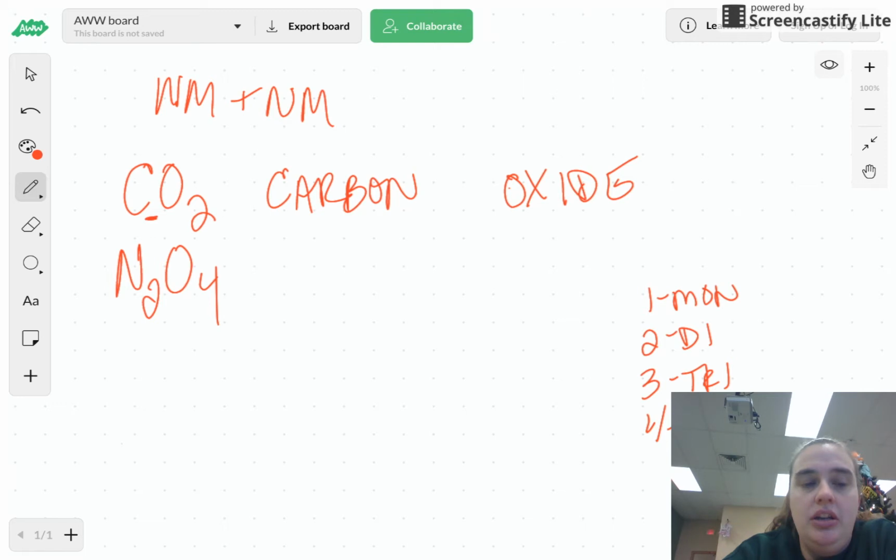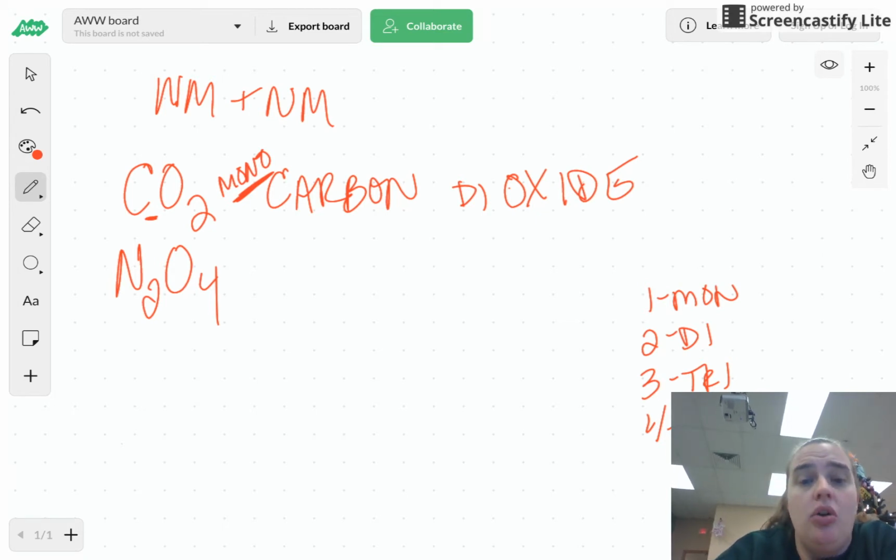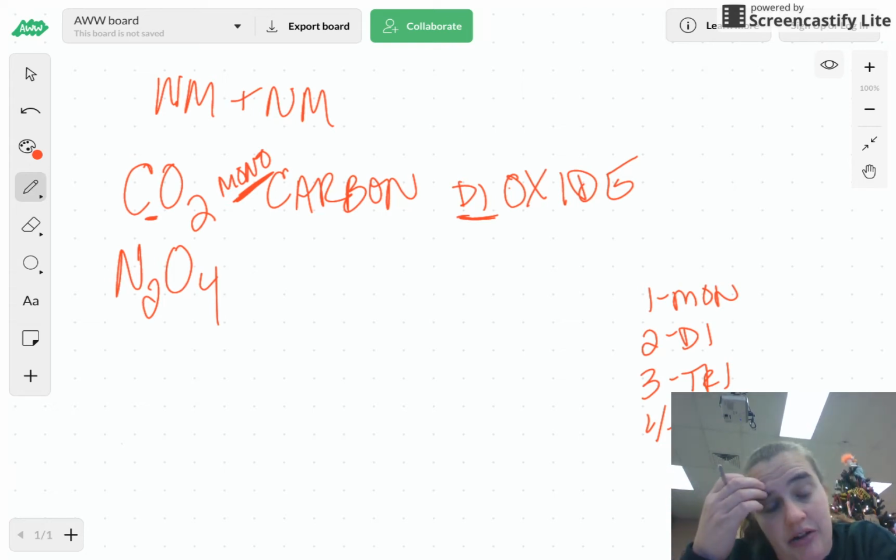So for carbon, it's 1. So we wrote mono. For the second one, for oxygen, it's 2. So this would be dioxide. However, with mono, you don't necessarily need it in front of the first element, but you always need a prefix in front of the second. So this would really be carbon dioxide. If you were to put the mono, I'm not going to count it wrong.